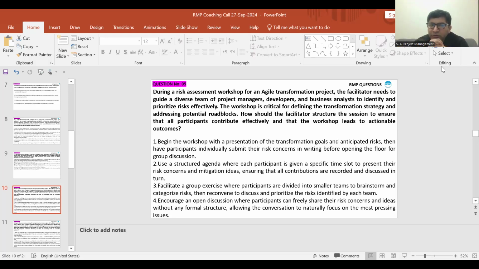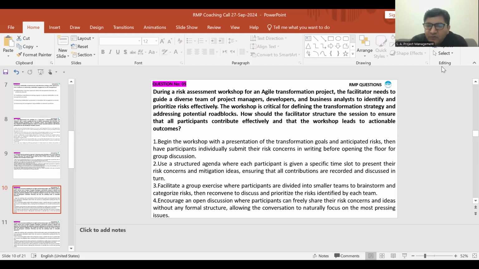Abu Bakr, what do you think? 3 is okay? Yes, 3 is okay. What is wrong with D, Abu Bakr? 4. Encourage an open discussion where they freely share, but without any formal structure. Because it says contribute effectively, dividing the team into smaller groups will be very effective. And also there is a group discussion. The important thing is the reconvening. They are joining back, sitting and discussing and prioritizing the risks identified by each team. In this way it will be more effective than individually. Okay. Yeah, 3 is the right answer.